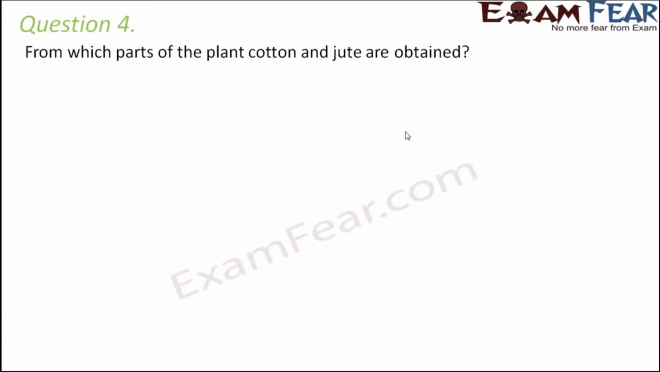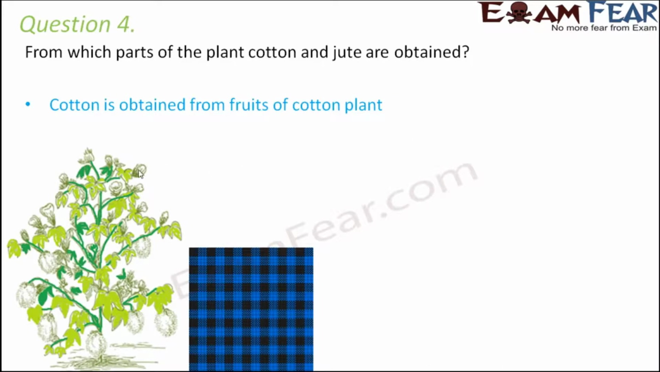Question number 4. From which parts of the plant are cotton and jute obtained? When you talk about cotton, it is obtained from the fruits of cotton plants. So you see, these are the fruits of the cotton plant. From these fruits we obtain the cotton fiber.